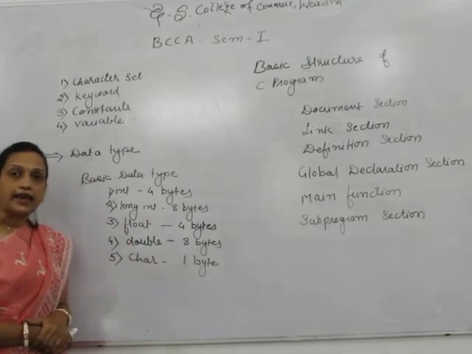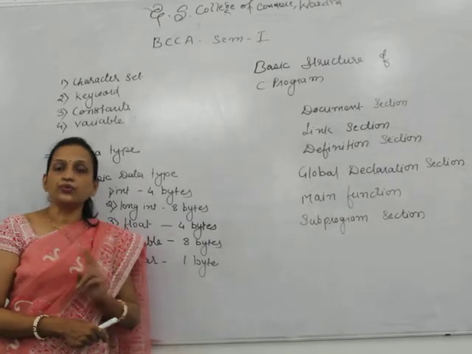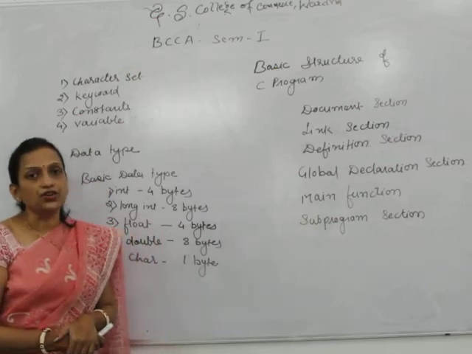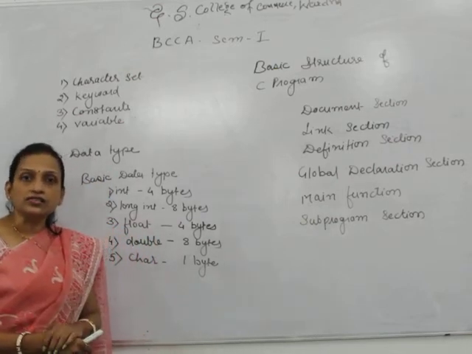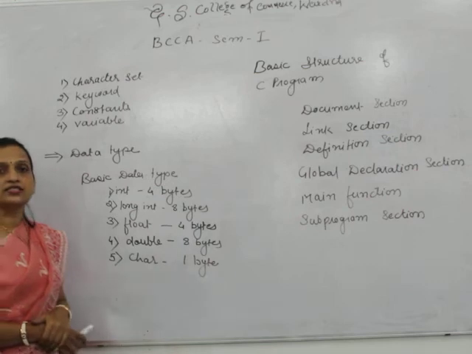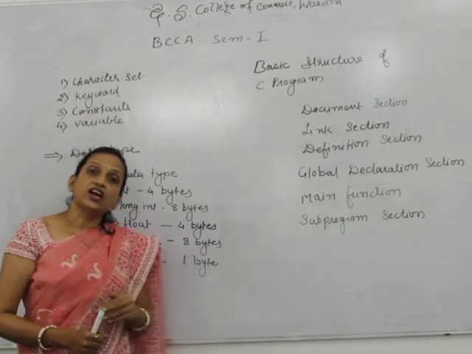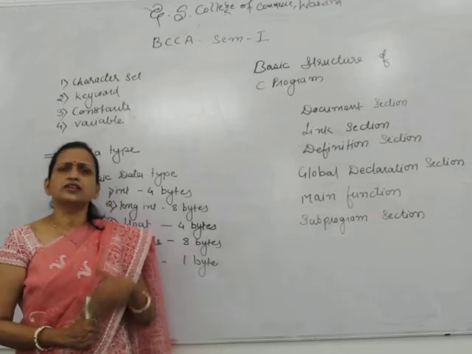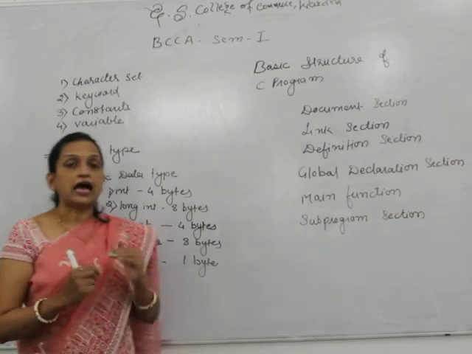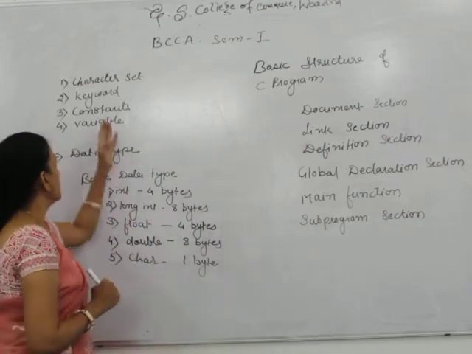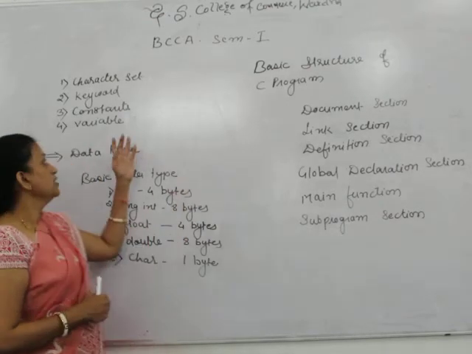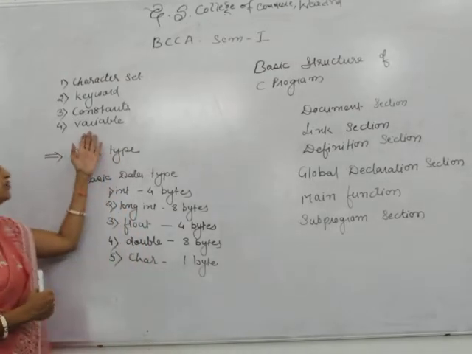Then the next is character constant. Again we have two types of character constants, that is single character constant and string constant. A single character constant is always enclosed within single quotation marks, and a string constant, when we use more than one character, a set or sequence of characters, is always enclosed within double quotation marks. Then a variable is nothing but a data name. We also discussed some rules for variables.